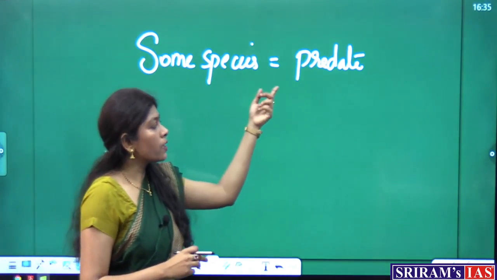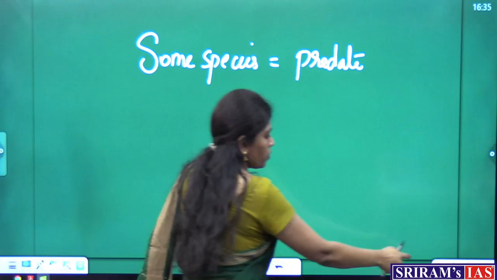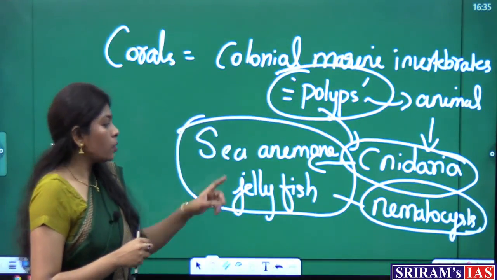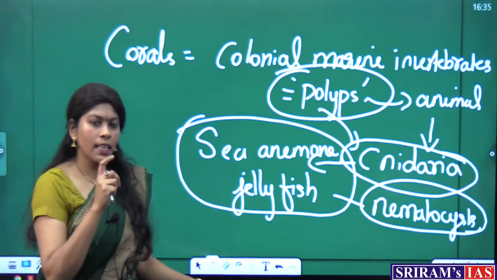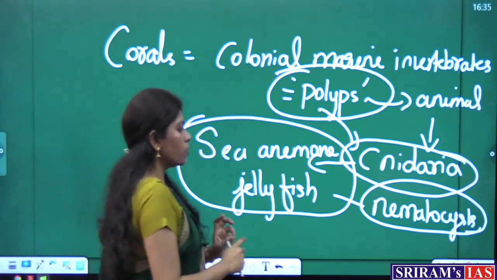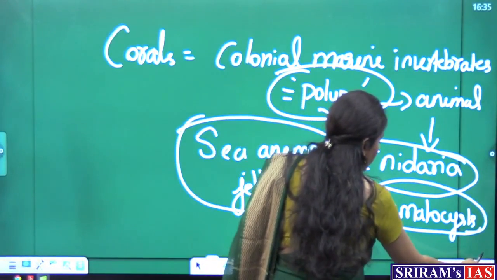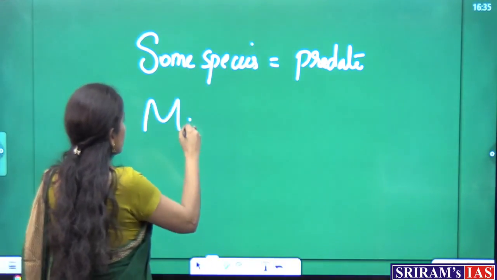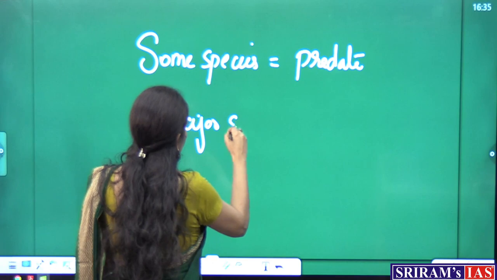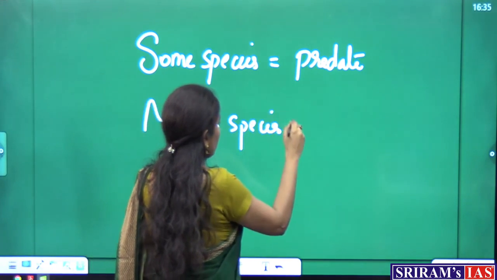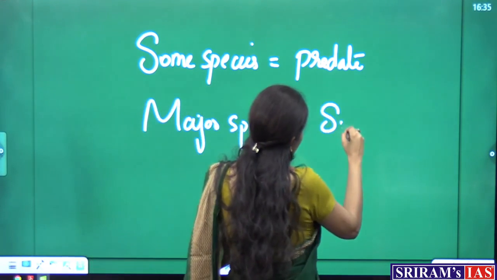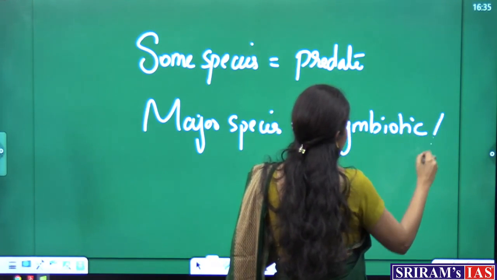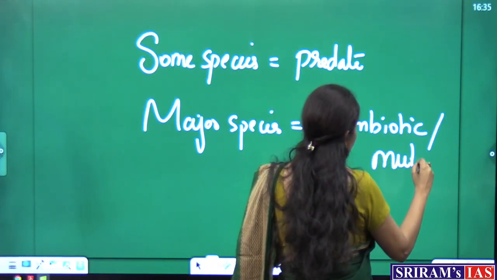using nematocysts. Do you remember? I told you why I am writing nematocysts here. So you should also know that corals have stinging tentacles. Using that they capture the prey and eat, they predate. But many of them, the major species, depend on or go into a symbiotic association or symbiotic relation, or you can also call this a mutual relation.